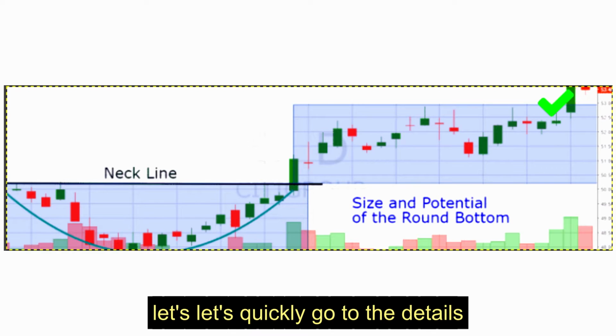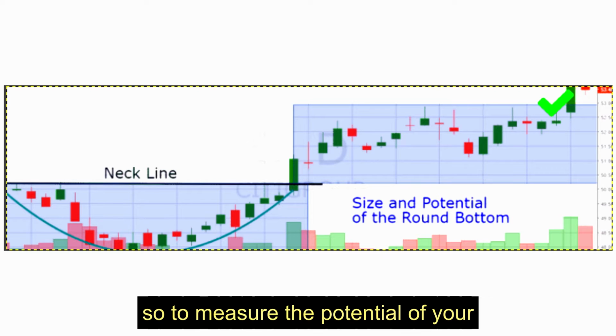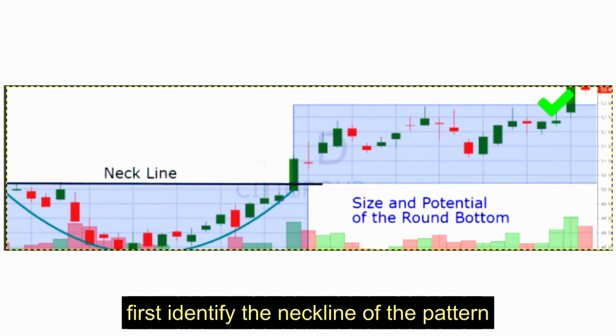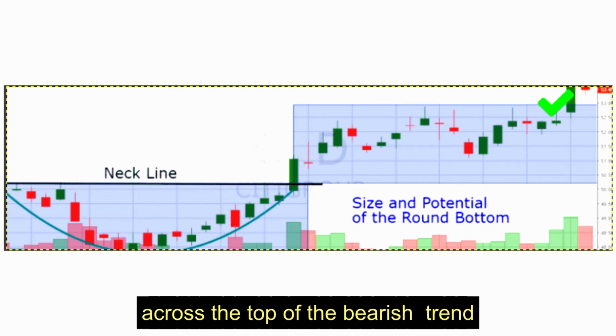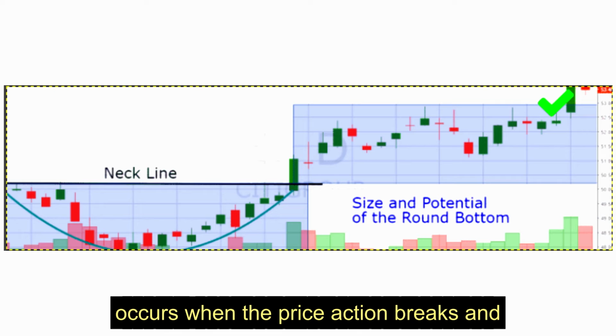Now let's quickly go through the details of this calculation of the profit target. To measure the potential of your rounding bottom, you should first identify the neckline of the pattern. To do this, draw a line across the top of the bearish trend and the bullish trend before the breakout occurs. When the price action breaks the neckline, you should open a long position.